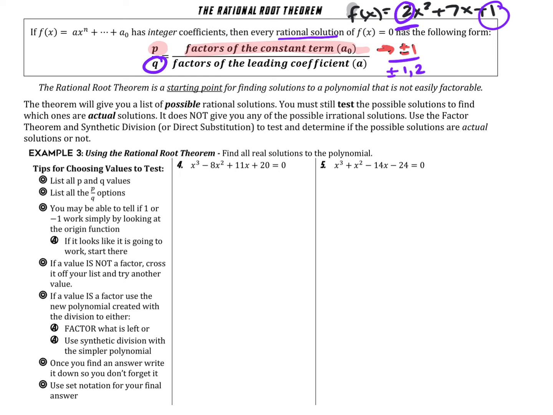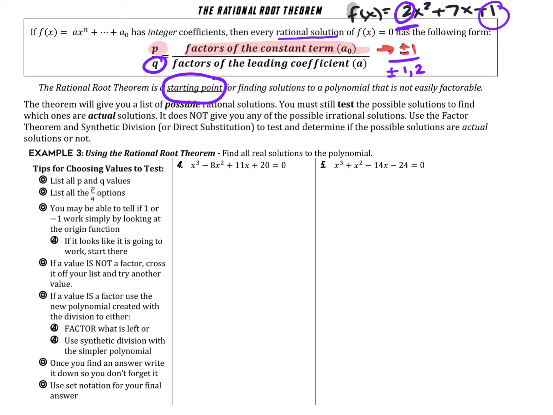So that gives us a starting point, not the greatest starting point in the whole world, but we know a lot of math foundations that'll help us out along the way to help us figure out what a possible factor is. So this theorem gives us a list of possible rational solutions. We still have to test to actually see which ones are real, meaning we're going to use synthetic division to determine if the remainder is 0, like we did in the last video.